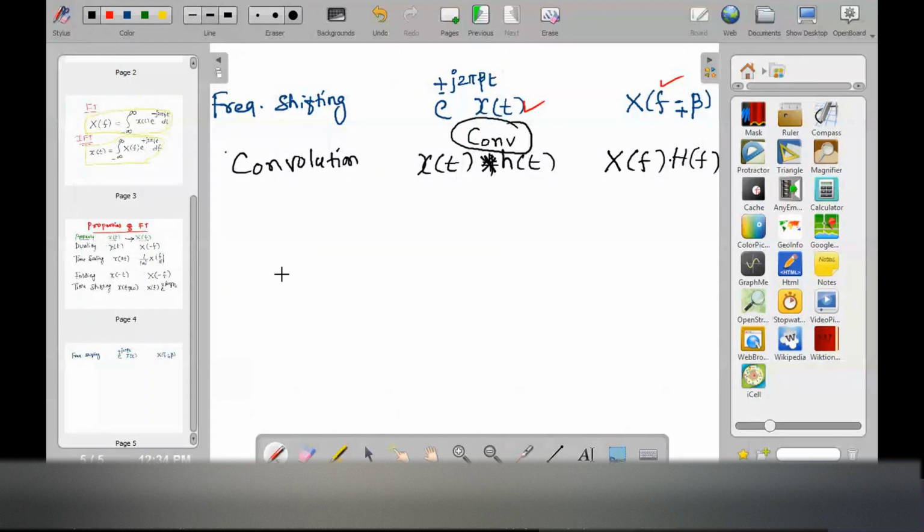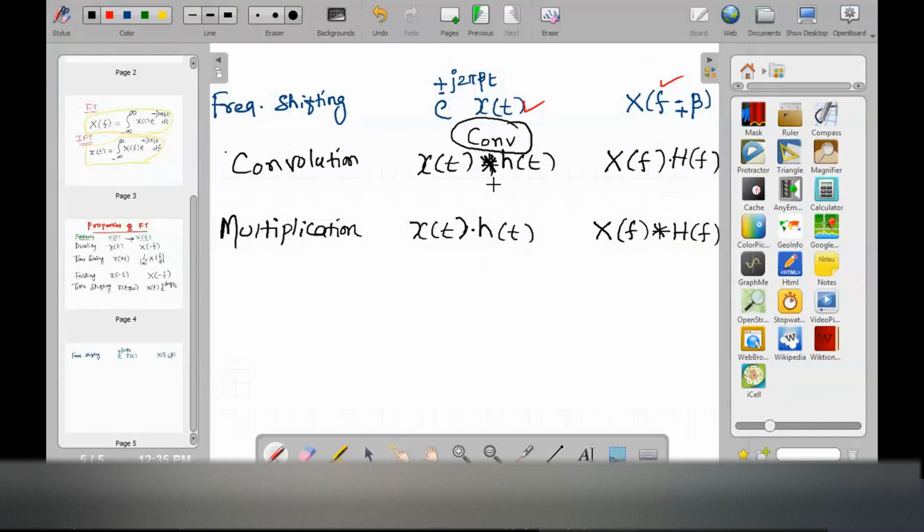Okay, and the next property is the multiplication property. What this multiplication property says is, if the signals x of t and h of t are multiplied in the time domain, then in the frequency domain they will be convolved: X of f convolved with H of f. That means if they are multiplied in the frequency domain, in the time domain they are convolved.